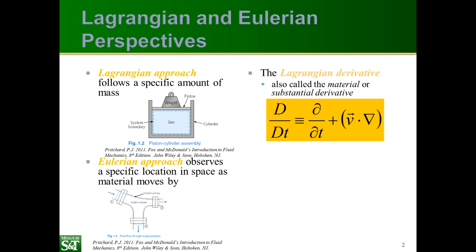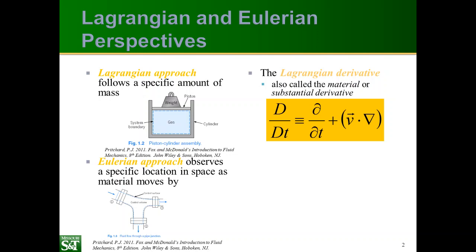Think of it like watching many birds as they fly by, or measuring the speed of many cars as they pass an intersection. That's an example of an Eulerian approach. So these equations can be easier to understand, and they have a lot of practical applications.